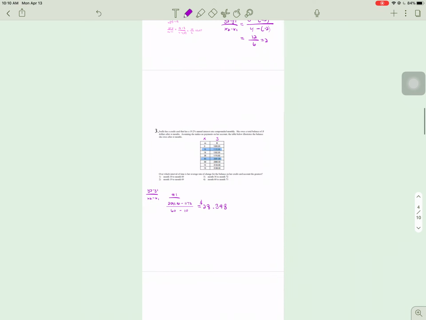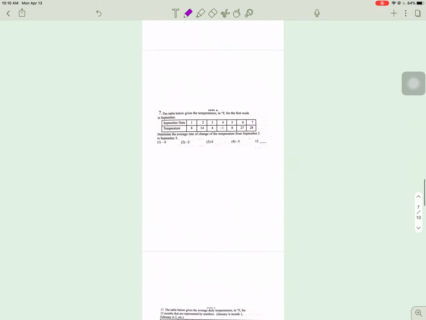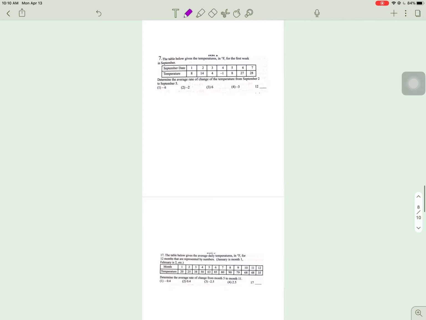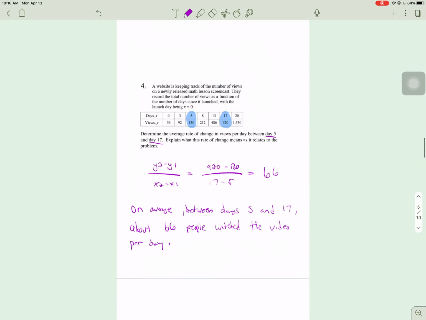Okay, so what I'd like you to try is I'd like you to finish number 3, and I'd like you to try, yeah, these aren't that bad because they're only checking 1. Try the rest of the sheet as well, okay?